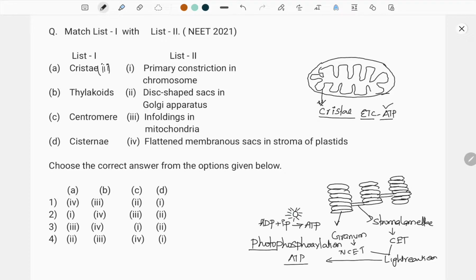So when there are more inner foldings, when there is more surface area, more granum, more grana are there. Granum is singular, grana is plural.